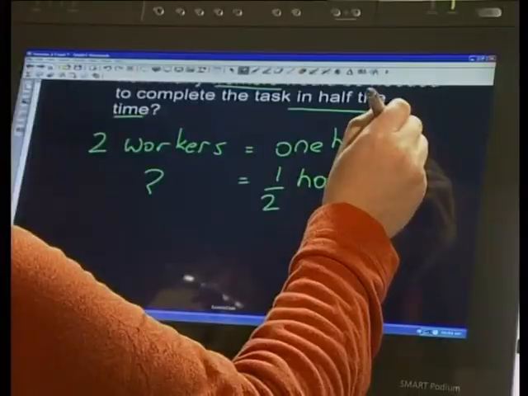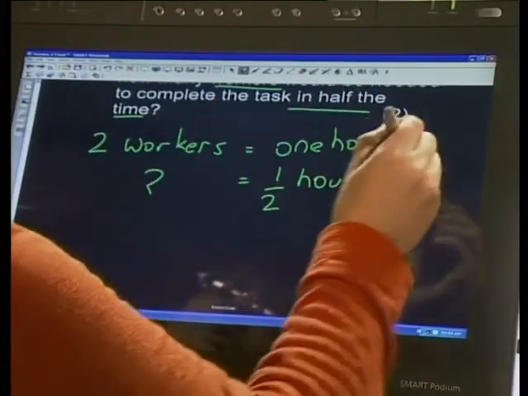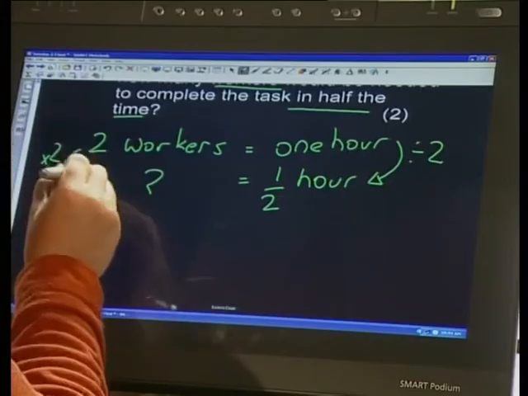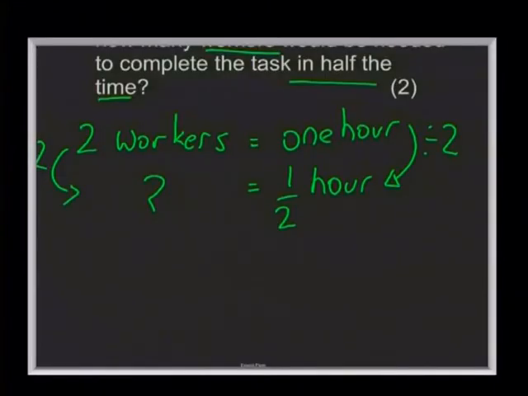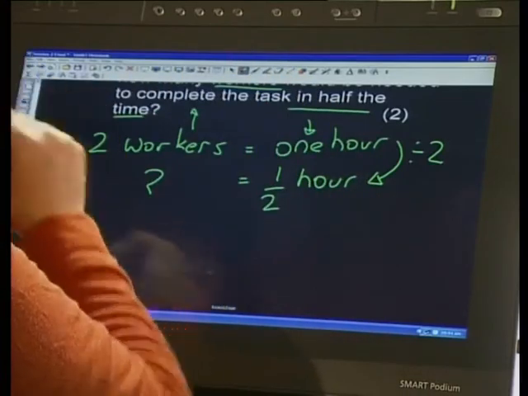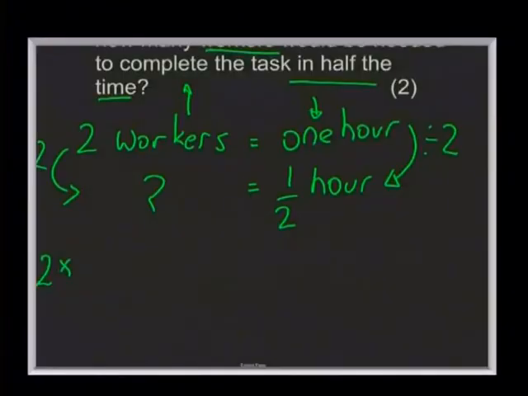The more workers we have, the less time it's going to take to complete the task. So if we divide by 2 here, which is what we did here, we need to multiply by 2 that side. Because it's an indirect proportion, as the one gets smaller, the other gets bigger. The fewer workers, the longer the time will take, and the more workers, the less the time. So as this is getting bigger, that's getting smaller. That's what I mean by indirect proportion. So our calculation is 2 times 2, which basically means it'll take 4 workers half the time to complete the course.